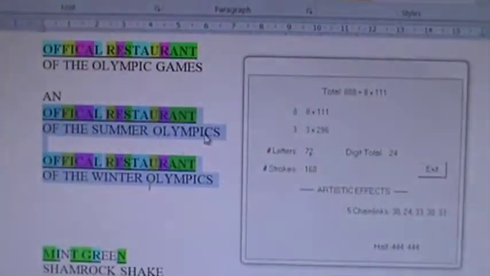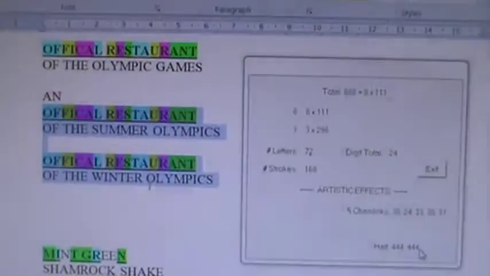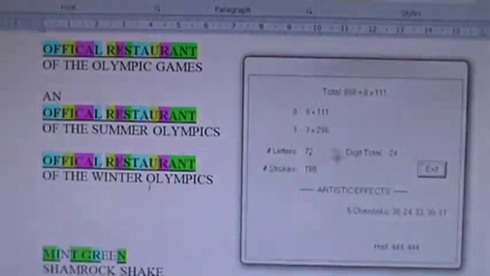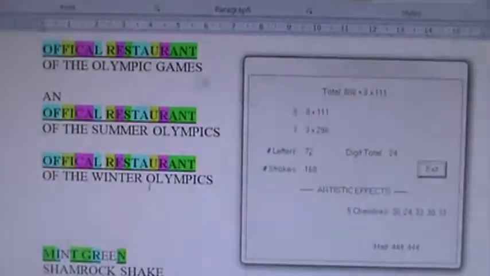Official restaurant of the Summer Olympics, official restaurant of the Winter Olympics. That adds to 888 perfectly, to the glory of G's equals A today. Each half equals 444 perfectly, in a number of letters which is 888 tripled, and then the number of strokes is a 7-fold set of 888s. And that's 6 words per combo. 1, 2, 3, 4, 5, 6.